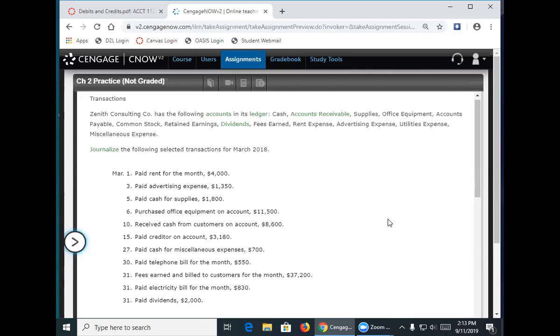Like even just, oh, it's common stock. Okay, revenues and common stock both increase on your credit side as well, because they increase equity.